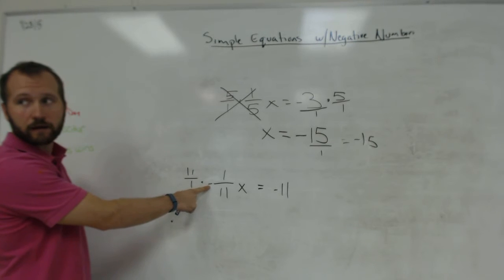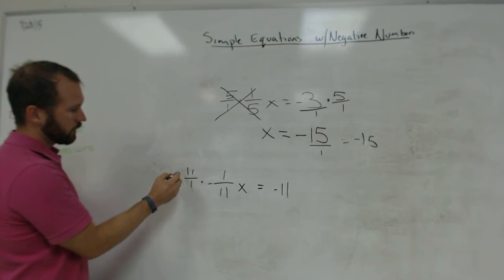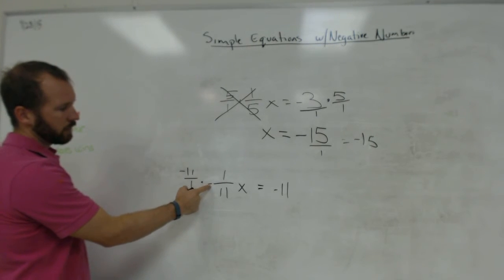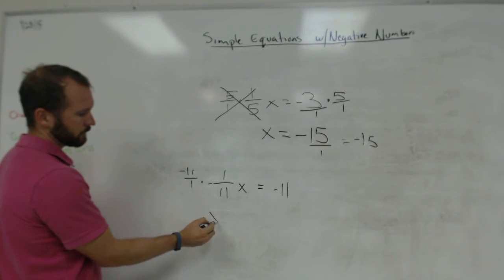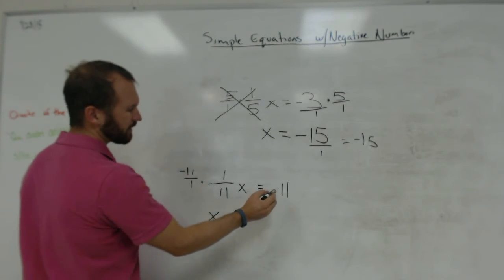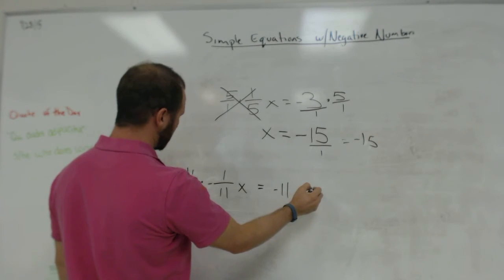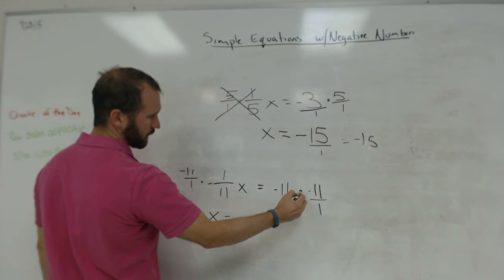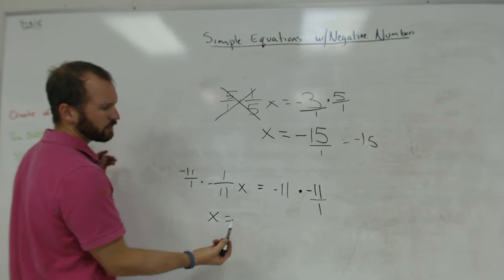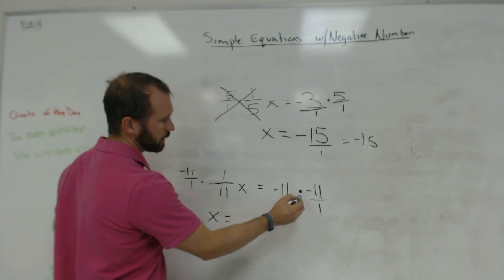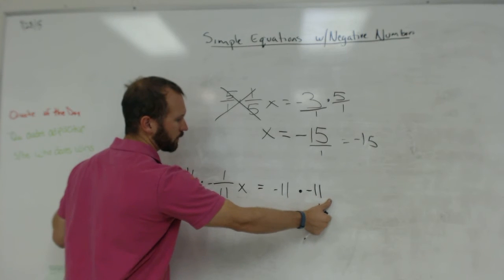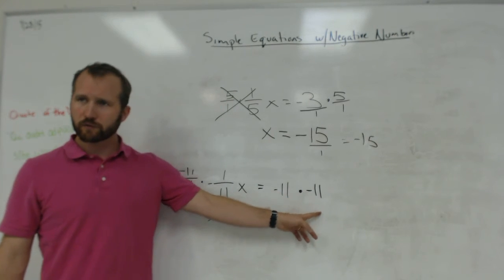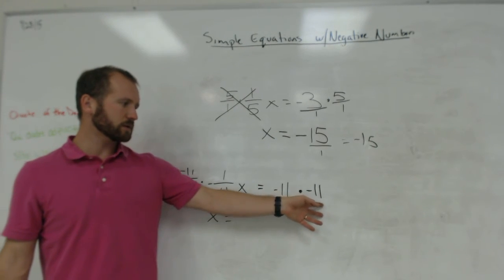I also have to get rid of this negative, right? So I multiply times a negative, because a negative times a negative is positive. That will leave me with a positive x. And then over here I have negative 11 times negative 11 over 1. That's my negative. So I really have negative 11 times negative 11. I'm going to ignore the over 1 on this side, because it doesn't change anything. Negative 11 over 1 is negative 11, and it makes this problem seem a little easier.